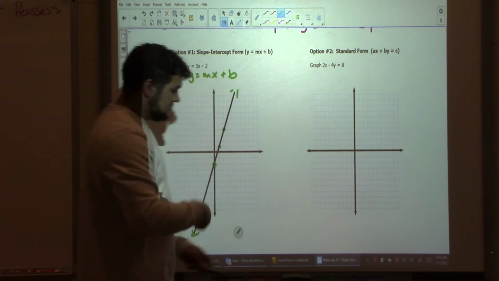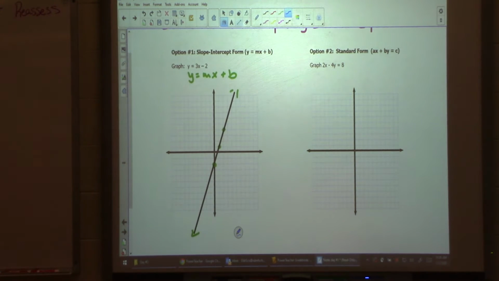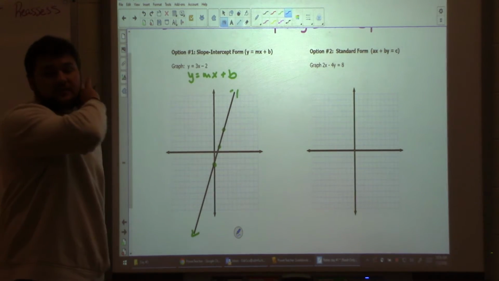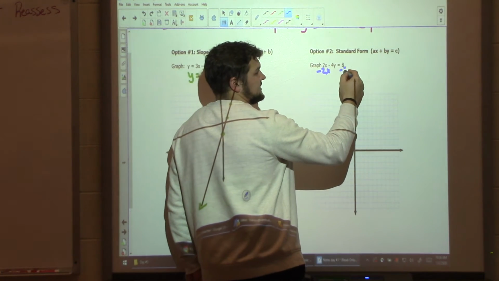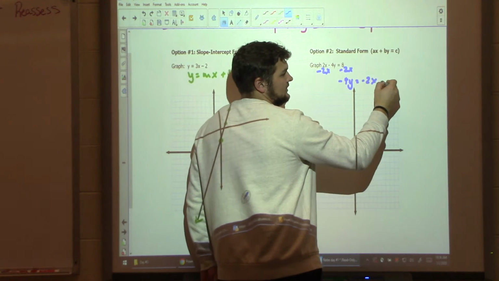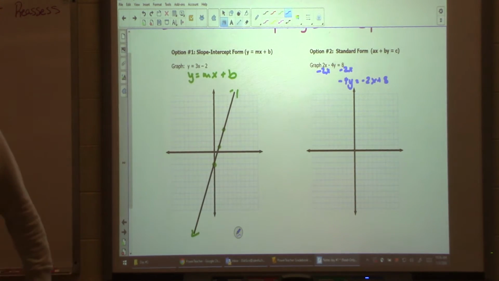Okay. Second one here. 2x minus 4y equals 8. Standard form. How do I graph that? You need to change it into y equals mx plus b. You could also do the cover-up method. I'm not going to do the cover-up method. If you want to do it, you can. Change it to y equals mx plus b, so subtract 2x. -4y equals -2x plus 8. Wonderful. Divide by -4 on both sides.